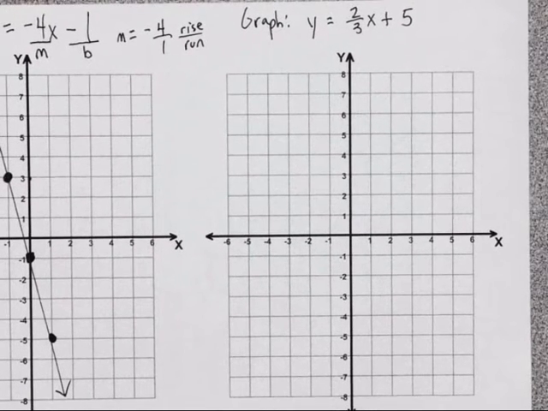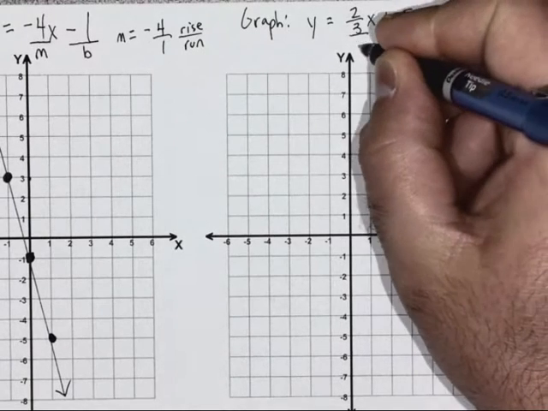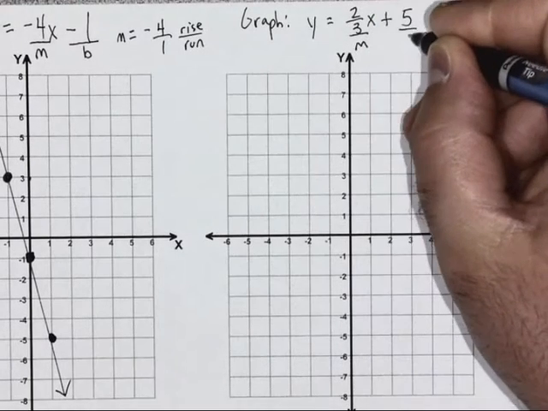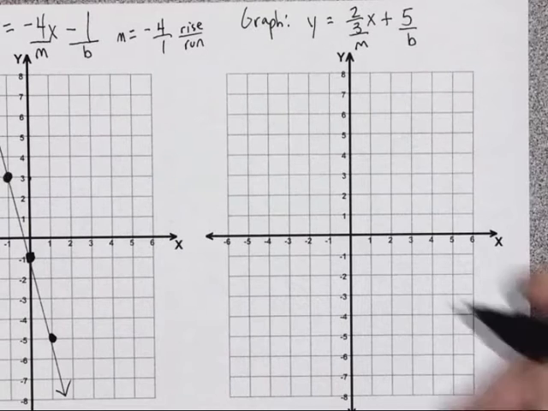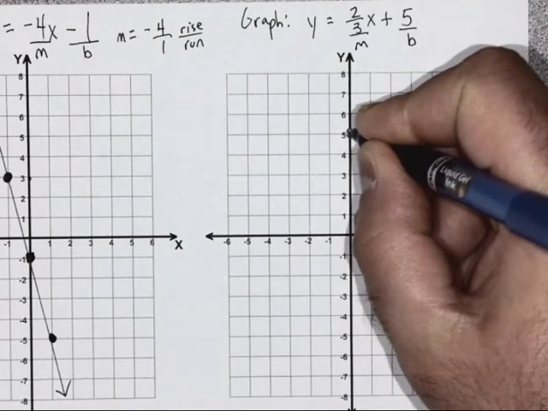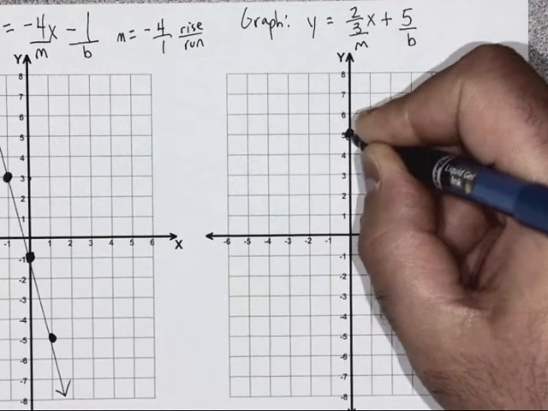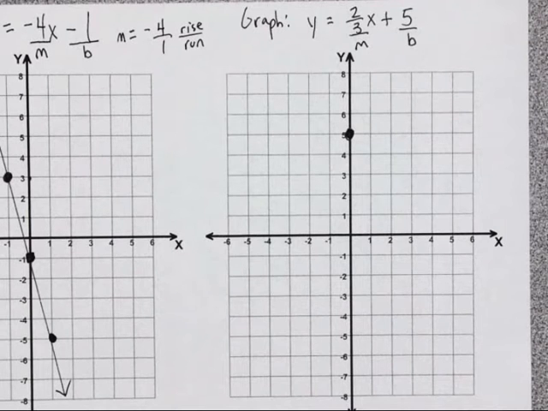So here's another example. y equals 2/3 x plus 5. Once again, this is already in slope-intercept form. I've got my slope, which is 2/3. I've got my y-intercept, which is 5. First things first, start by plotting the y-intercept, which is on the y-axis here. So I'm going to plot that point.